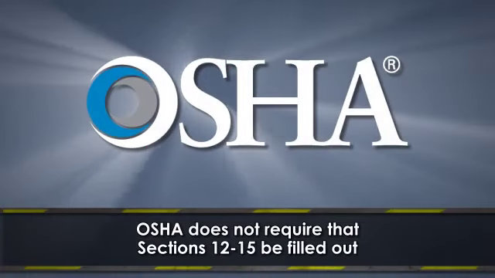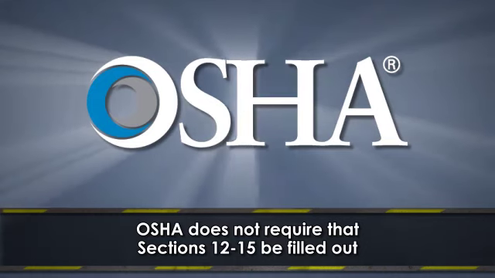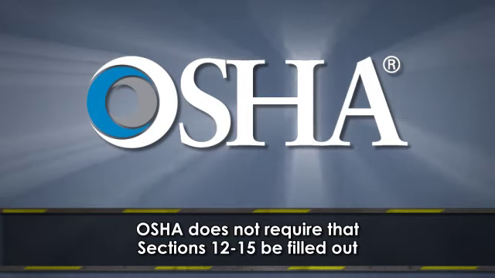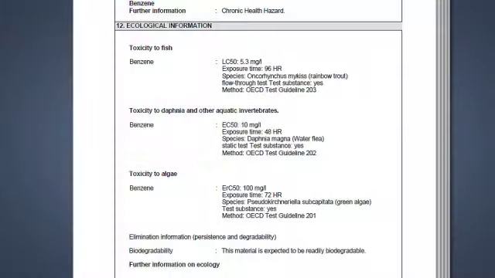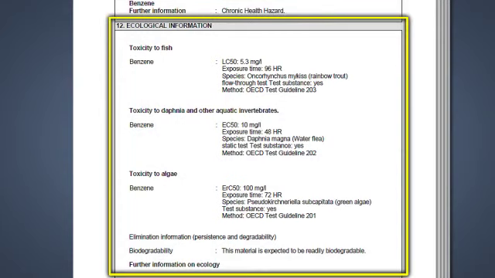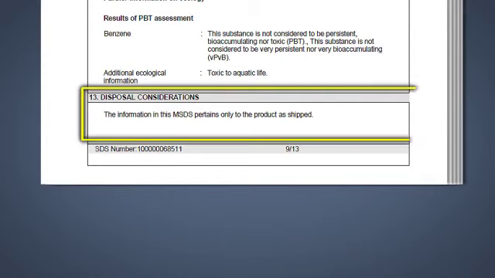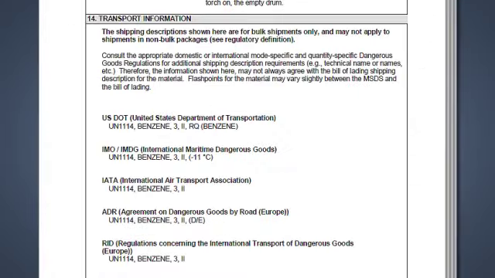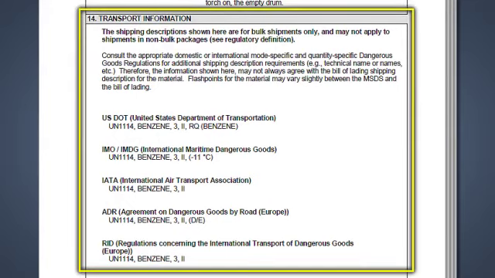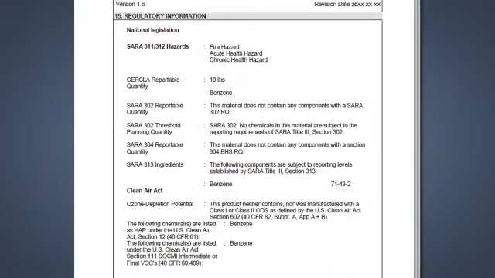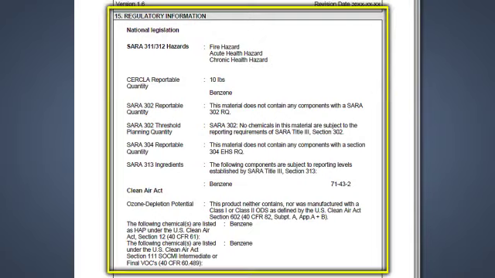OSHA does not require that sections 12 through 15 be filled out, but they include Section 12, Ecological information, Section 13, Disposal considerations, Section 14, Transport information, Section 15, Regulatory information.